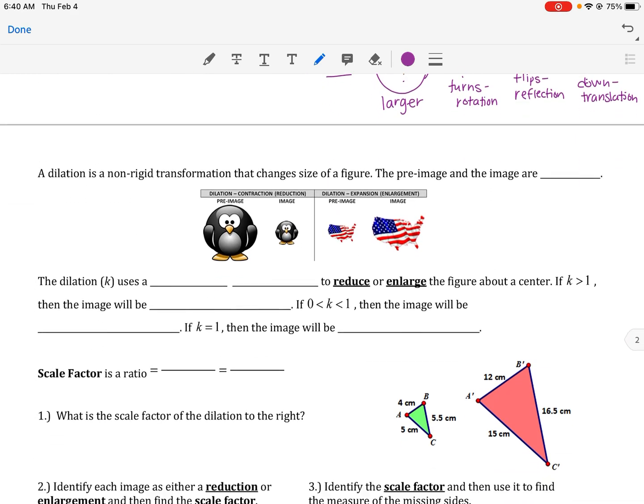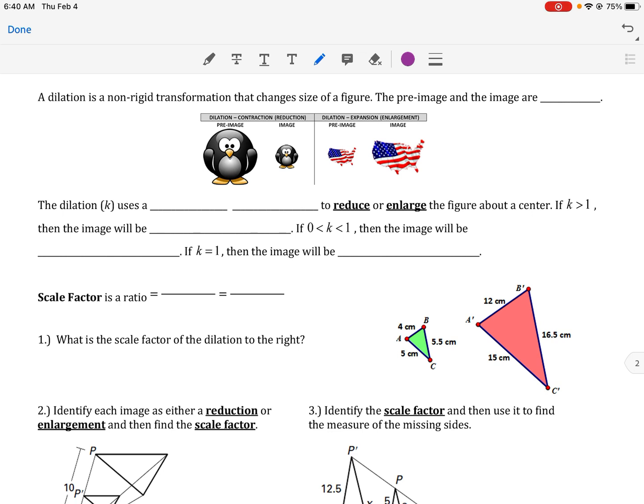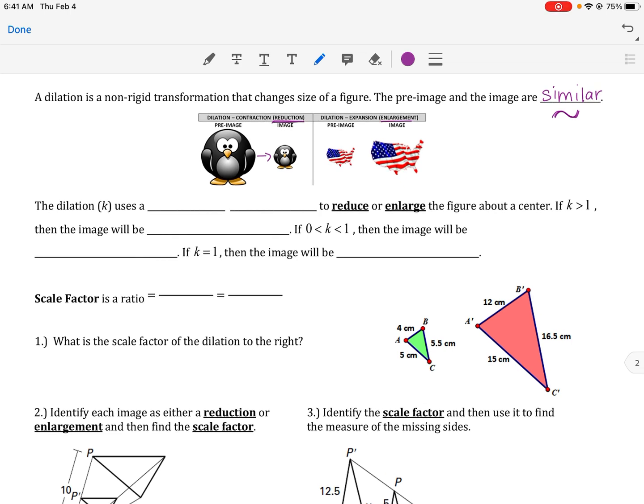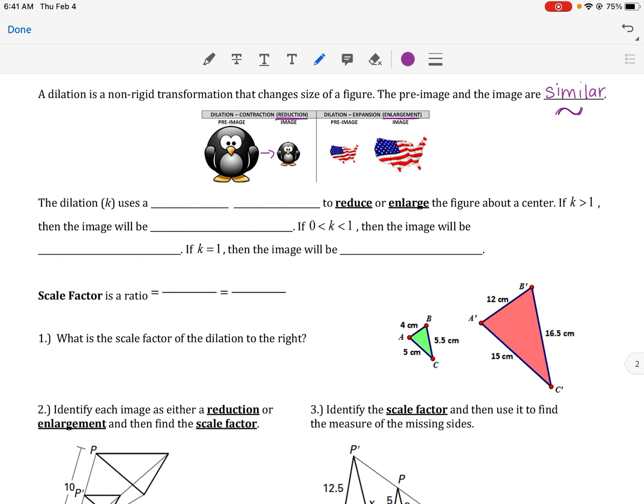Okay, so let's talk about what you actually do with dilations. A dilation is a non-rigid transformation, meaning that it changes the size of a figure. The pre-image and image are similar. Remember our symbol for similar is a little squiggly line. You can have what we call usually a reduction, meaning our pre-image, what we start with, and what we go to gets smaller. Or you can have what they call an enlargement, which means the image gets larger.